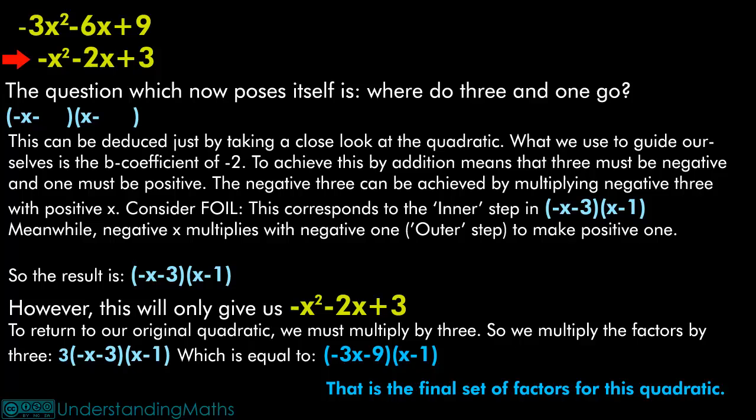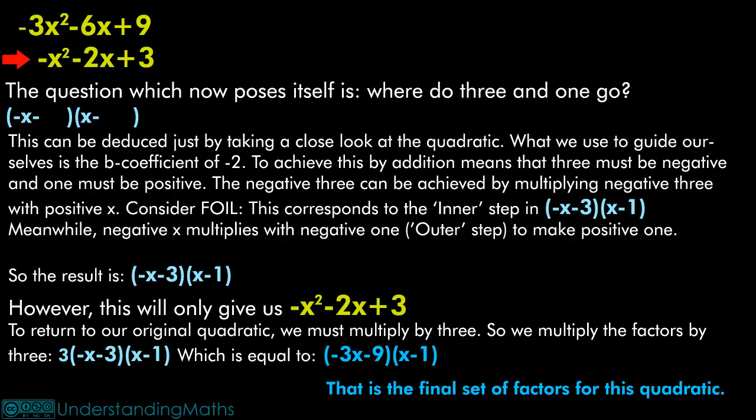Meanwhile, negative x multiplies with negative 1 to make positive 1x. This corresponds to the outer step. So the result is negative x minus 3 multiplied by x minus 1. This gives us negative x squared minus 2x plus 3. However, we need to return to our original quadratic, so we must multiply by 3.